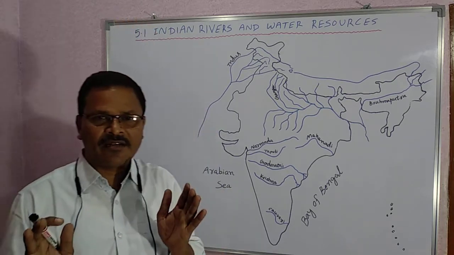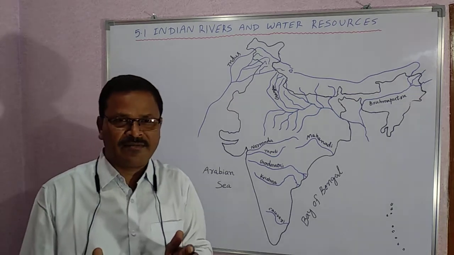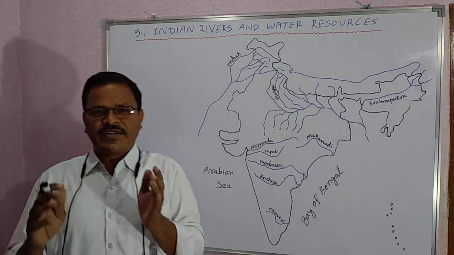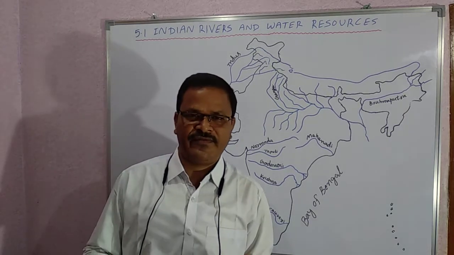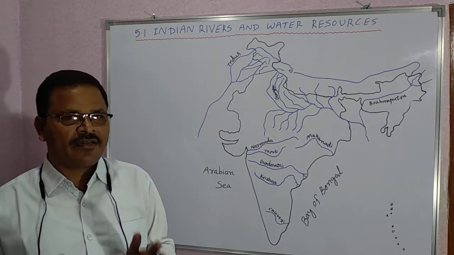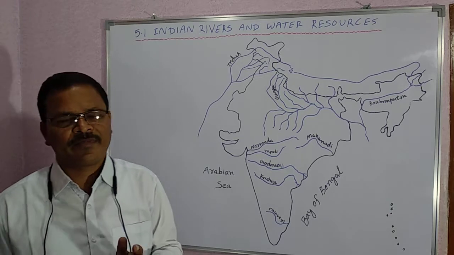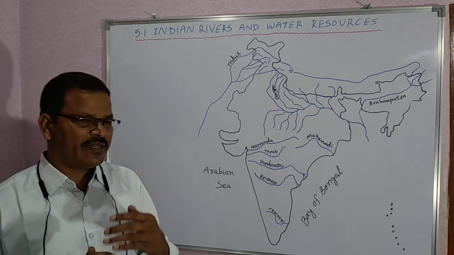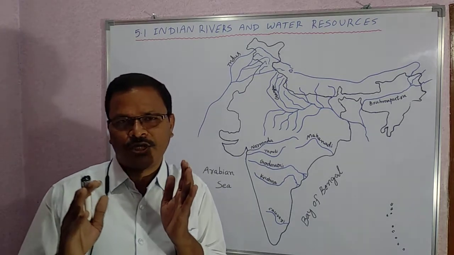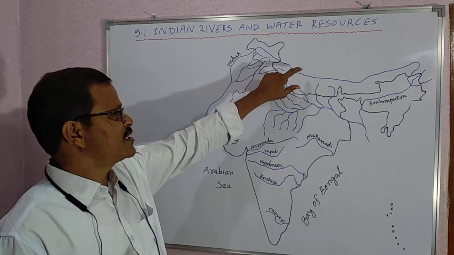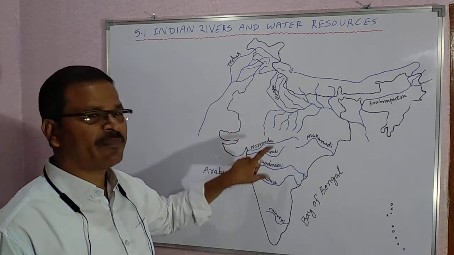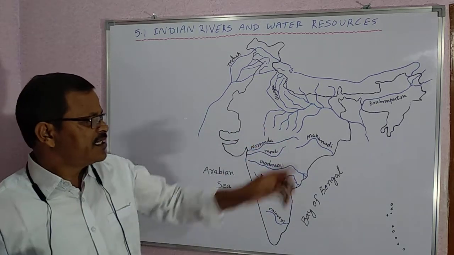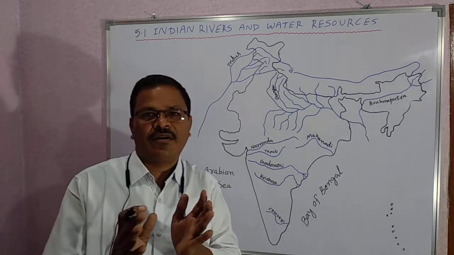Indian rivers. In this lesson, we will discuss only the Indian rivers. The drainage of India has evolved and adjusted itself according to the evolution of three geographical regions: the Himalayan region, the Indo-Gangetic plain, and the Peninsular region. These are the three main physiographic regions. In these physiographic regions, all the rivers originate.